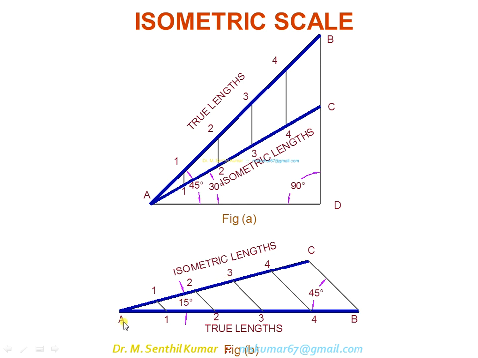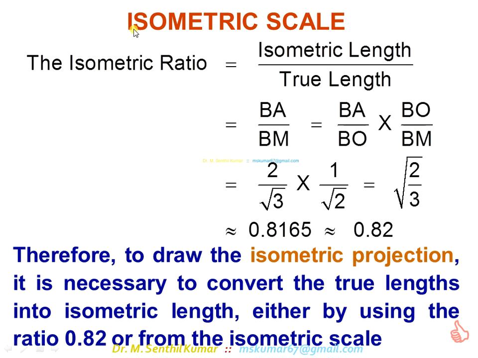Take for example how to get the true length AB in the isometric scale. After drawing the 15 degree line this way, through B draw a 45 degree line that cuts the 15 degree line at C. Now the length AC is equal to the isometric length of the true length AB. So this is how you get and set the isometric lengths by drawing 15 and 45 degree lines. If you use the isometric scale, that becomes isometric projection.